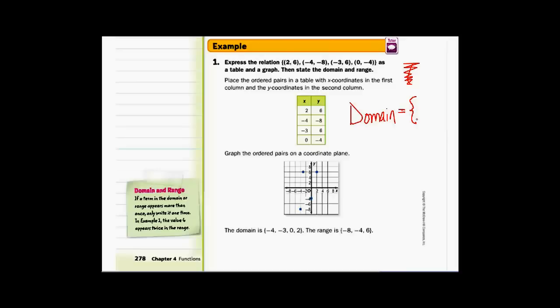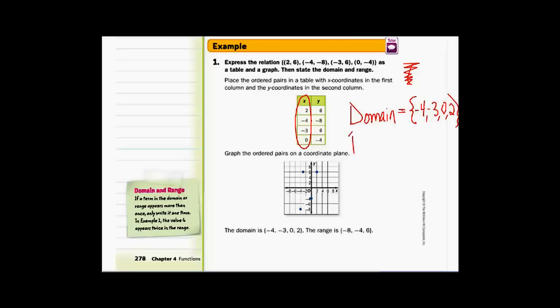Now, it wants your domain, which are your x coordinates. That would be these right here. And you always list them from least to greatest and do not include any duplicates. So we've got negative 4, negative 3, 0, 2. That is the domain. And again, you might not make perfect braces, although braces usually make perfect teeth, don't they? Different kind of brace. But just try your best, okay?